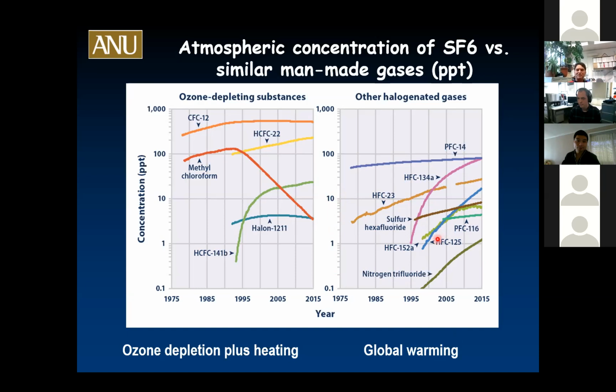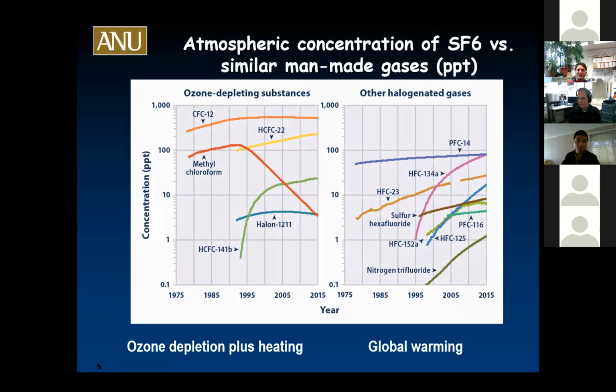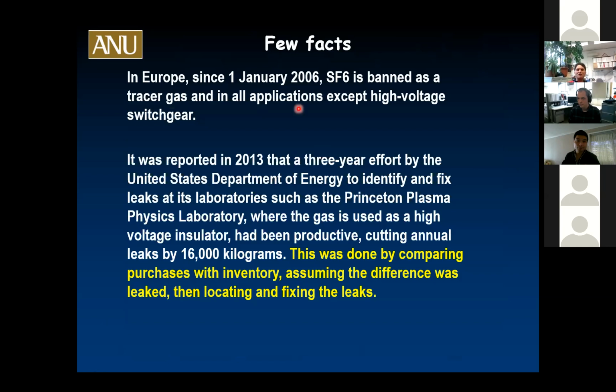The lifetime in the atmosphere is about 3,000 years, so it's a very long-lived gas. This is why it's very important to be very careful. So, a few facts about SF6, just as a primer. With appreciation that it's quite a bad gas, in Europe it's banned as a tracer gas in all applications except high voltage switchgear in the electrical industry.